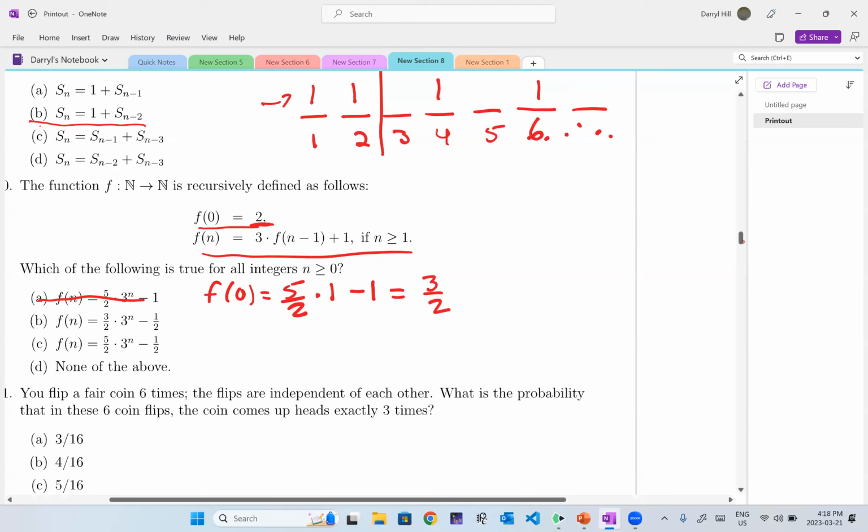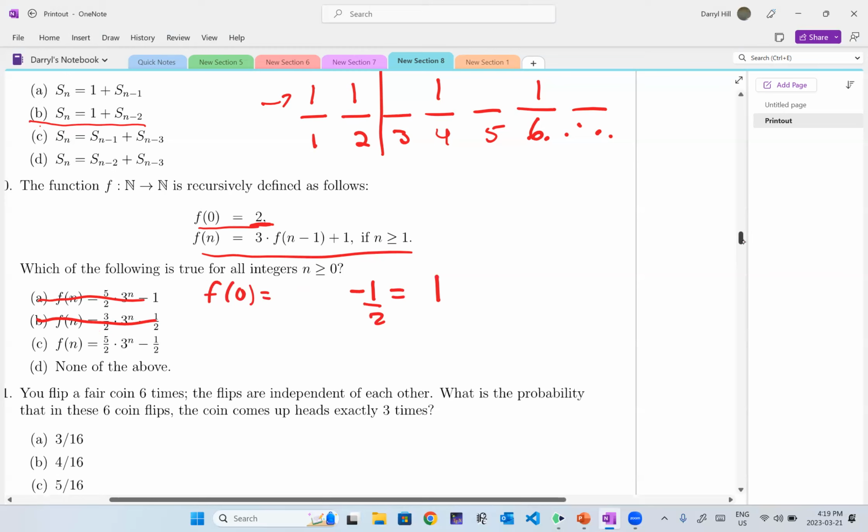3/2 times 3 to the n minus 1/2. So 3/2, 3 to the power 0 is 1, and then minus 1/2. So 3/2 minus 1/2 is equal to 1. Okay, so I can rule out B right away, very easily, just using the base case. Now I have a choice between C and D.